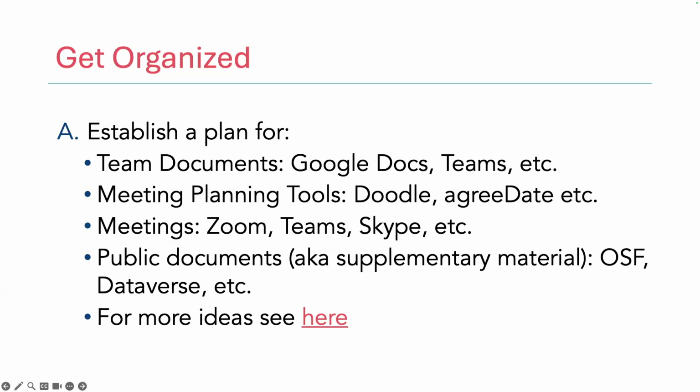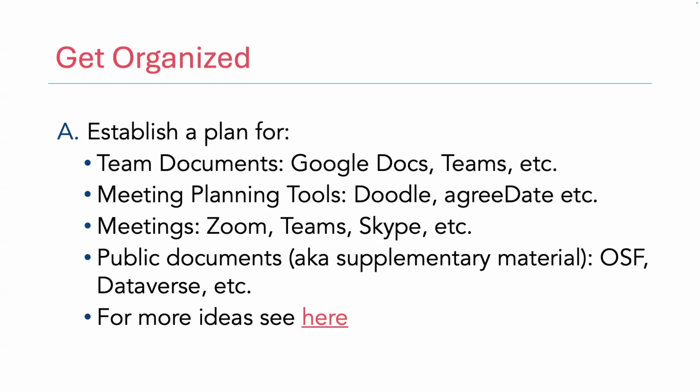So there are some suggestions here. People are very familiar with using cloud-based systems, whether that's Google Docs, the Microsoft environment, or Dropbox, for sharing team documents. That way everyone can see things and update them. When you are planning meetings, especially if people are in different time zones, tools like Doodle or AgreeDate can be extremely helpful. There's different software available for having online meetings.